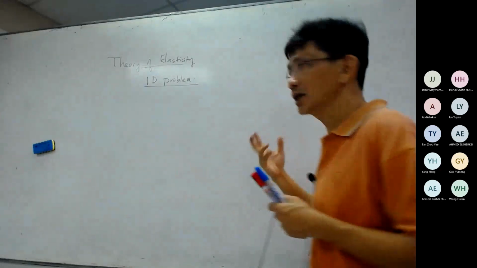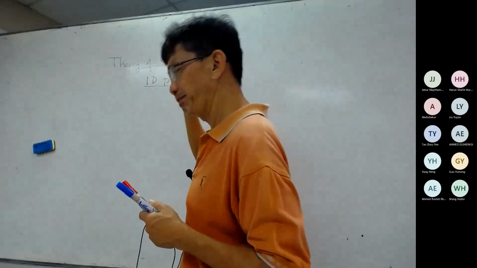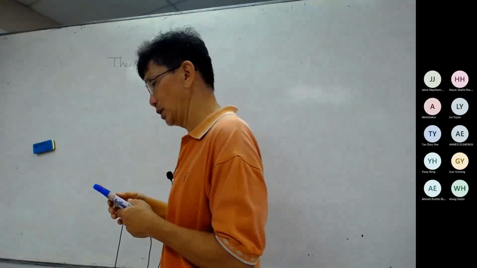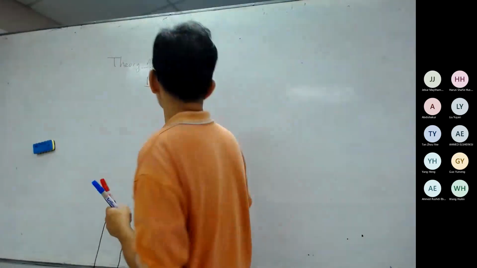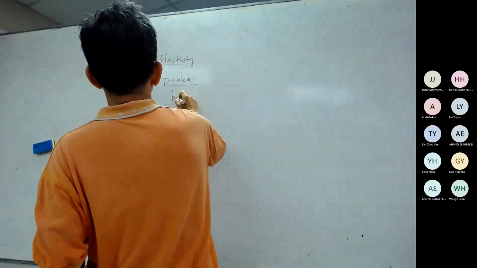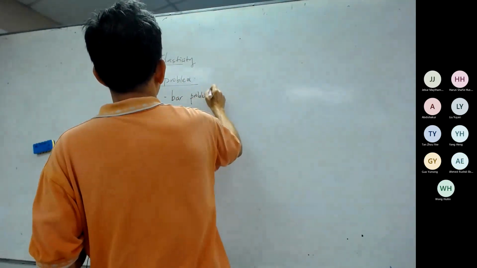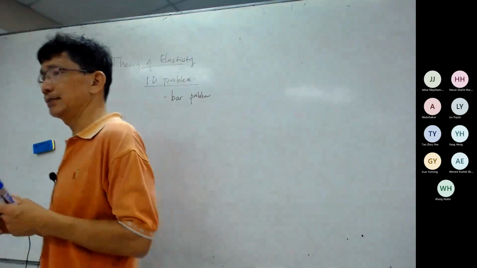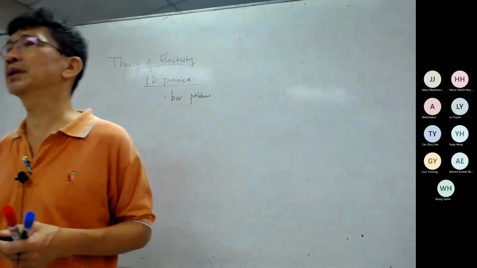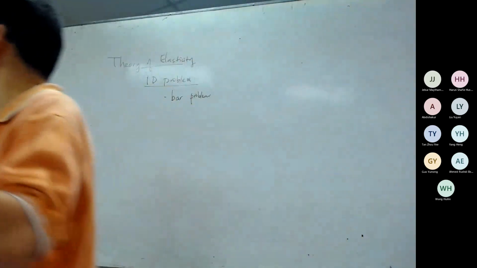One very typical, classical problem under 1D problems that I covered in class is the bar problem. Okay, bar problem. Remember, there is another 1D problem that we didn't cover, which is the beam. Beam is also considered a 1D problem. Okay.